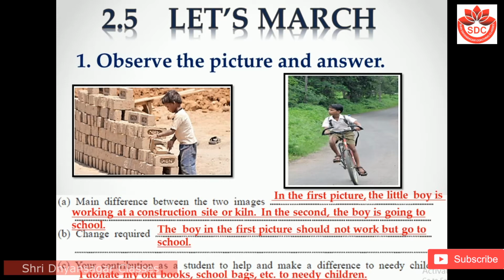C. Your contribution as a student to help and make a difference to needy children. I donate my old books, school bags, etc. to needy children.